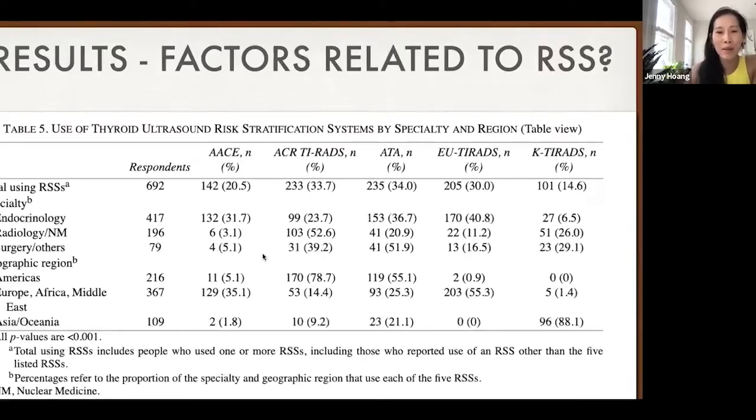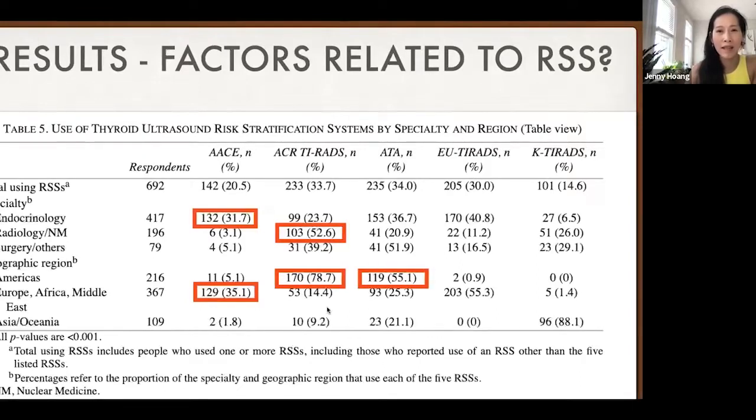So let me highlight this. With the AACE, the majority of users were endocrinologists and the majority of users were from Europe. With the ACR TI-RADS developed by radiologists, the majority of users were radiologists, and it was developed in North America, so the majority of users are from North America. ATA, the majority of users are also from North America, and the majority of them are in surgery, and second to that is in endocrinology. EU TI-RADS, endocrinology most commonly uses that, and then from Europe. Okay, so it's most commonly used in Europe. And Korean TI-RADS, oh yes, of course, the majority of users are in Asia.